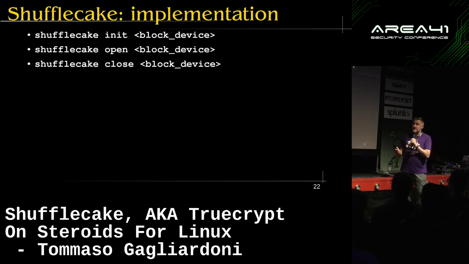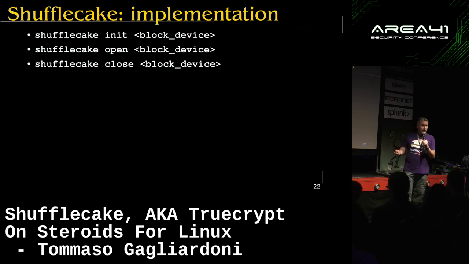In practice, there is the way you use Shufflecake. There are three main commands. There are also others, but these are the important ones. Shufflecake init initializes a block device. The block device here is physical, or it can also be virtual, but it's basically the partition that you want to format for use. And when you do init, first it's overwritten with random data, and then the encrypted header is formatted. You are asked how many layers you want. You are asked for a certain number of passwords according to this, and so on.